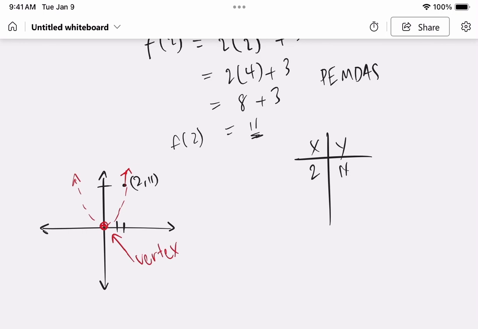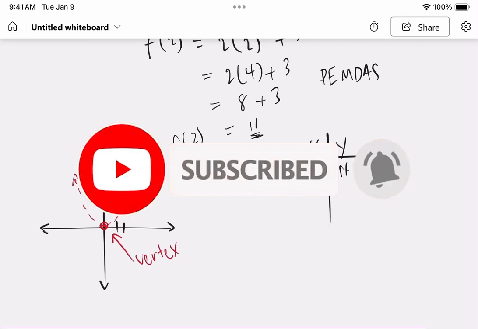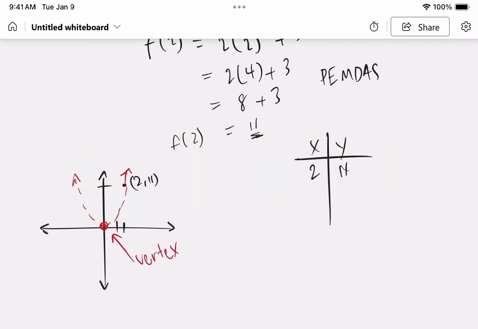Be on the lookout for more videos where I'll talk about how to solve more functions, more quadratic equations, how to look for a vertex, and also talk about more complicated things such as domain and range, as I mentioned earlier in the video.